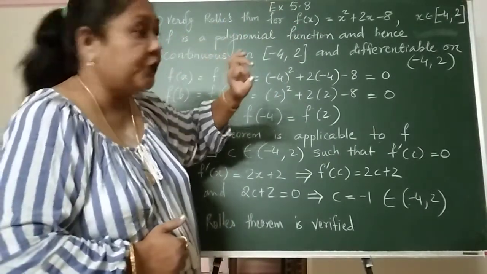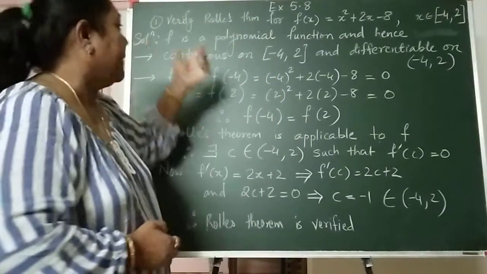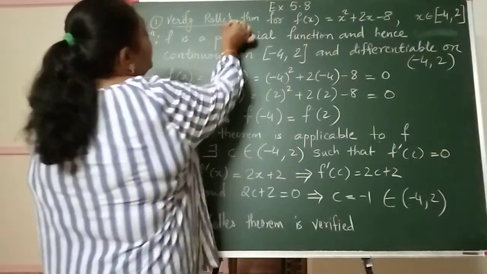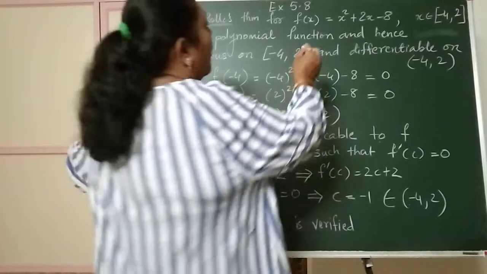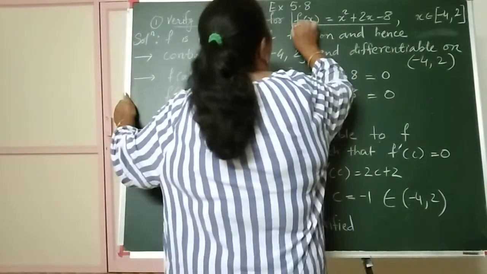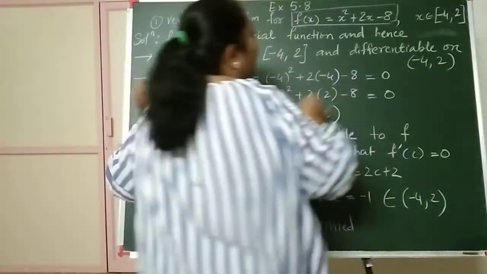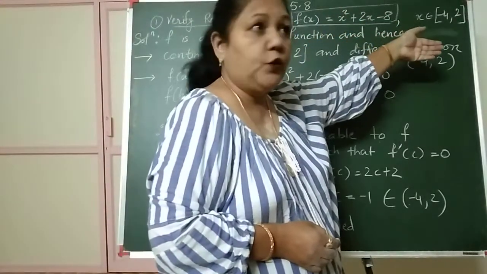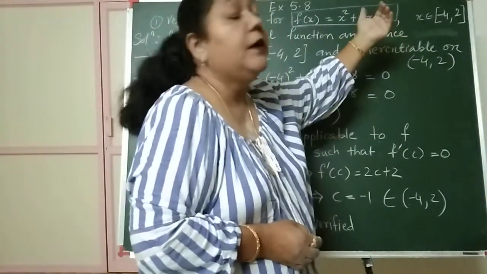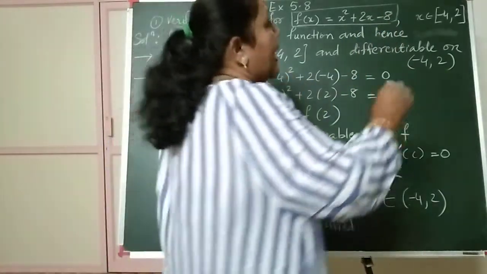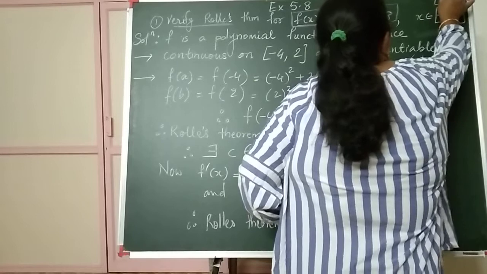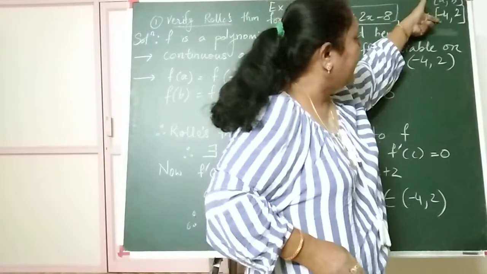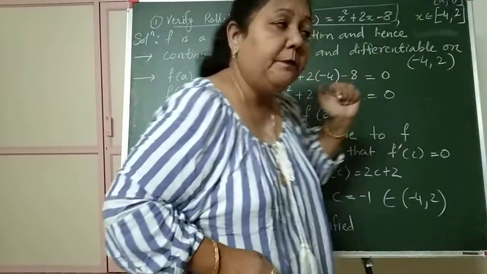That is your first question in exercise 5.8. The question says: verify Rolle's theorem for f of x equal to x square plus 2x minus 8, and the interval provided to you is x belongs to minus 4 comma 2. This is nothing but your interval. You will consider this as your a and b, so the first number represents a and the second number represents b.